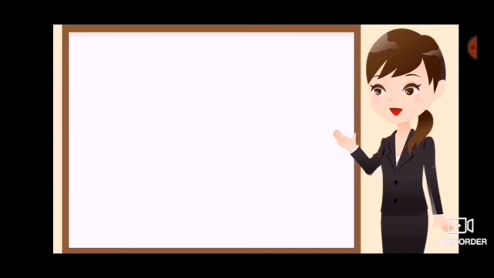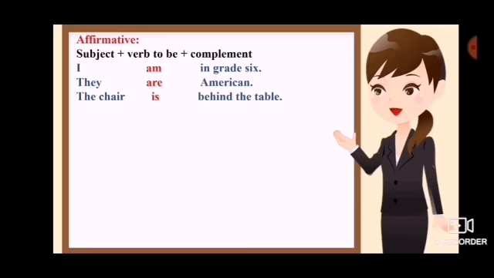Let's start with the affirmative form. What's the affirmative form? The affirmative is the positive sentence that starts with subject plus verb to be plus complement. It means the rest of the sentence. As we have in the example, I am, the suitable verb to be is am. We have to keep in mind that only I takes am.